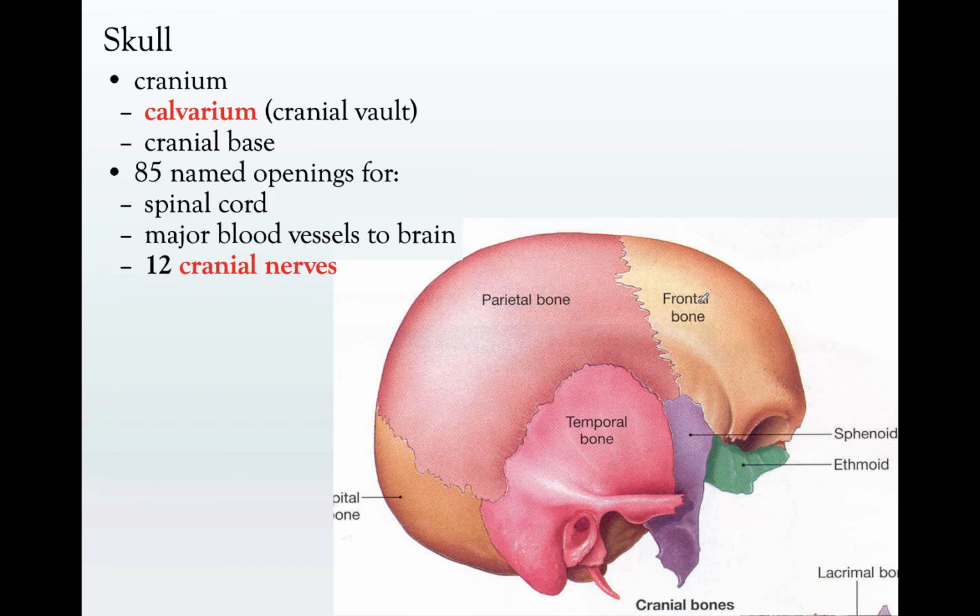And as I told you before, 85 named openings. And for the spinal cord, for blood vessels, both to the brain and also draining the brain, and cranial nerves. And I'm not going to make you learn all 85, but I'm going to make you learn maybe 10 to 15 of those guys.